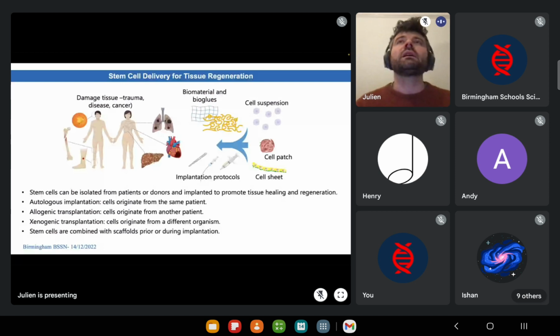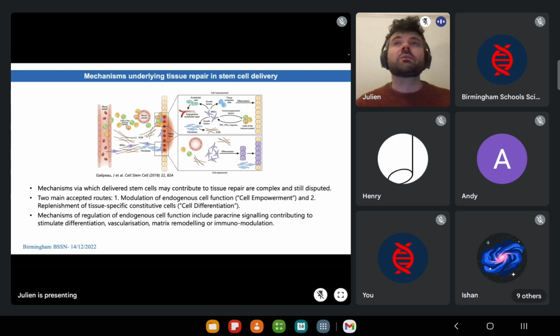So in the field of tissue engineering, the game is really to harness this potential, taking stem cells and their capacity to regenerate tissues and combining them with biomaterials that are going to guide this behavior and implantation protocols. And together, this will allow us to address and treat diseases, potentially regenerating tissues following trauma or injury. And there are many mechanisms via which stem cells have been proposed to impact on tissue regeneration.